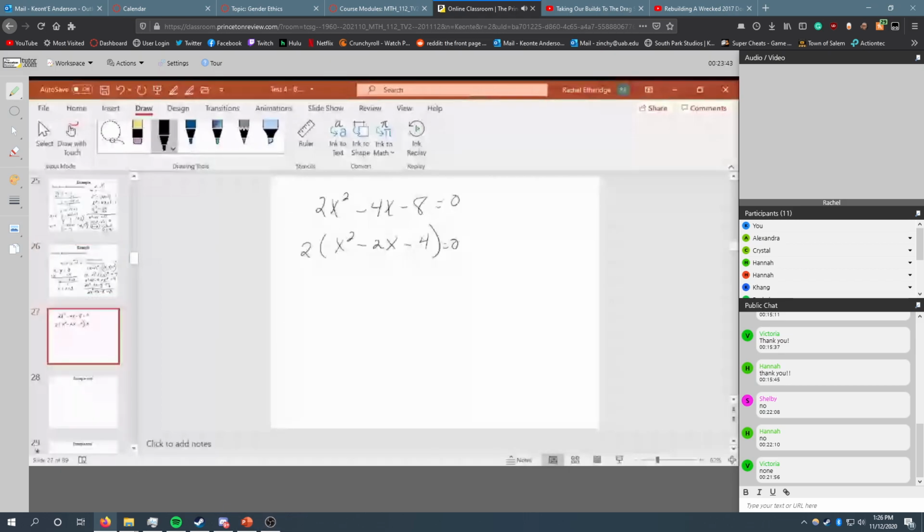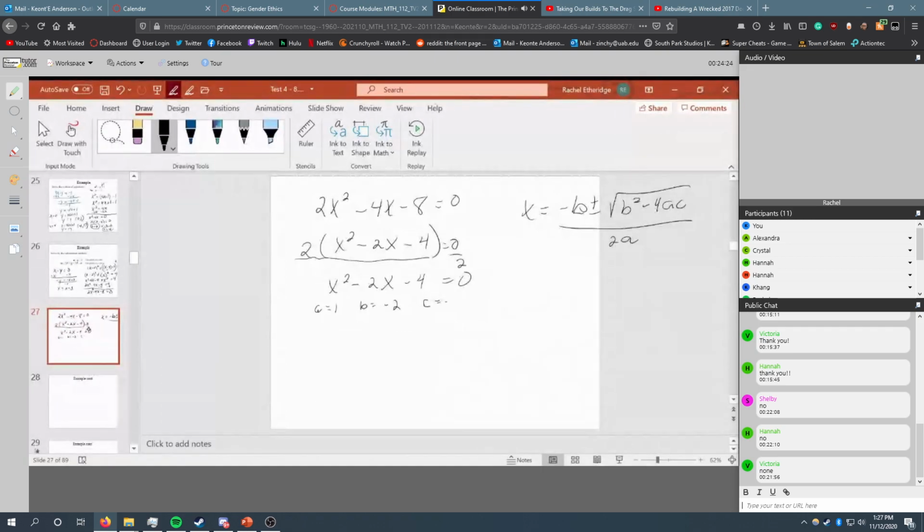So when it won't factor, the only way I can solve is now I can go ahead and divide both sides by 2 here and get rid of that 2 that I factored out because it's an equation and I can do that. So when I divide by 2, this is the quadratic equation I need to solve, and I can't solve it by using factoring. So I'm going to have to use the quadratic formula. So negative b plus or minus square root b squared minus 4ac over 2a. So a is 1, b is -2, and c is -4.